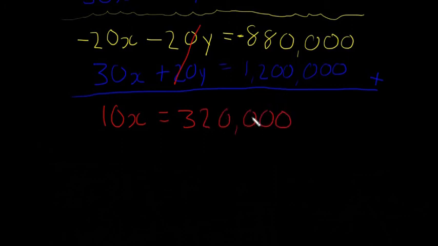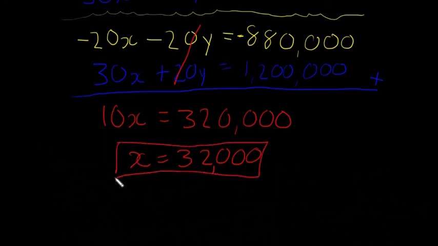320,000. Let me just check that one more time. Yeah, I think that's right. So 320,000. Okay. So now we're going to solve for x, which is going to be equal to 320,000 divided by 10. It's going to be 32,000. Okay, and there is our answer. X is equal to 32,000.